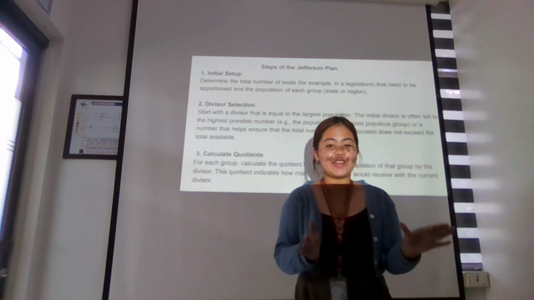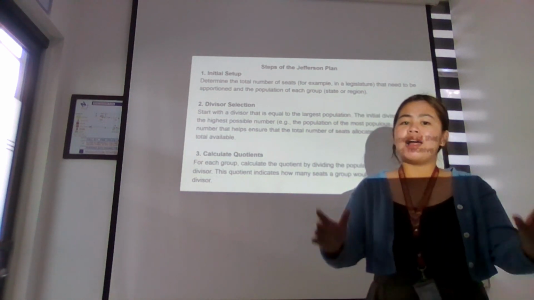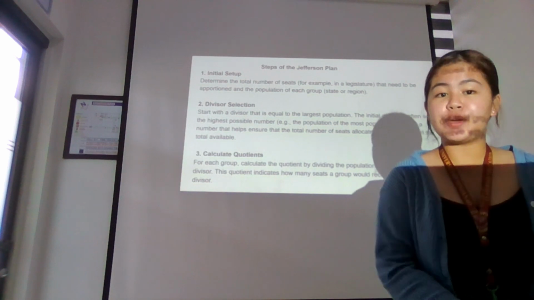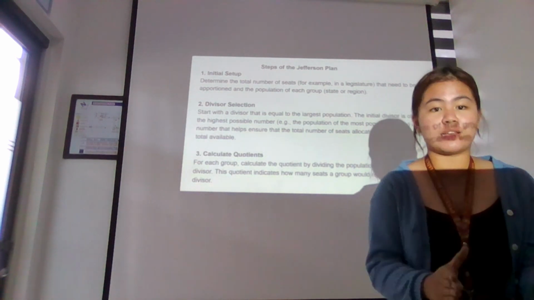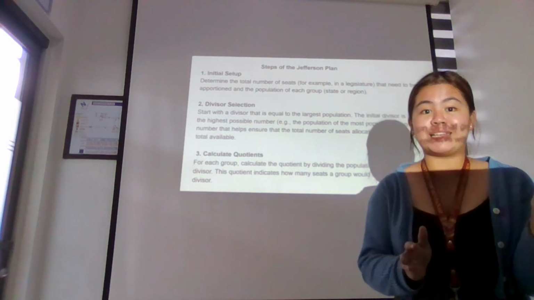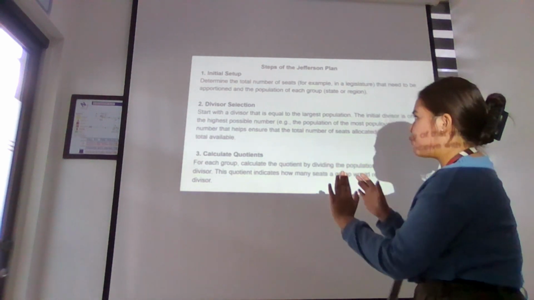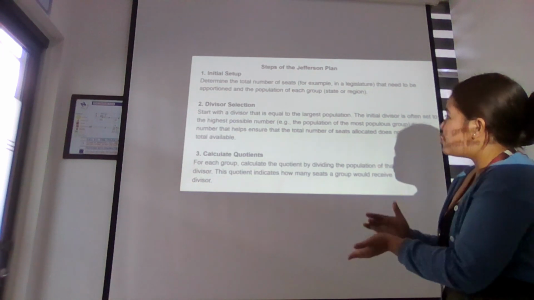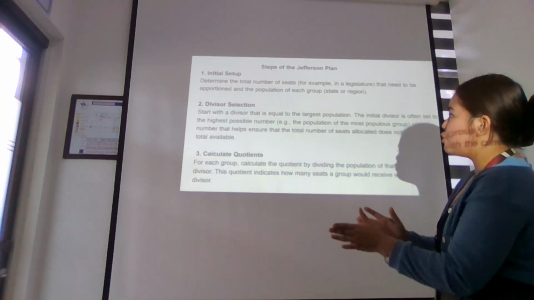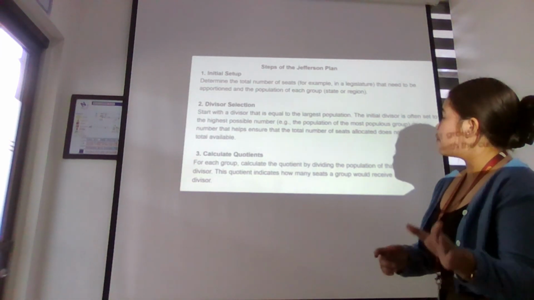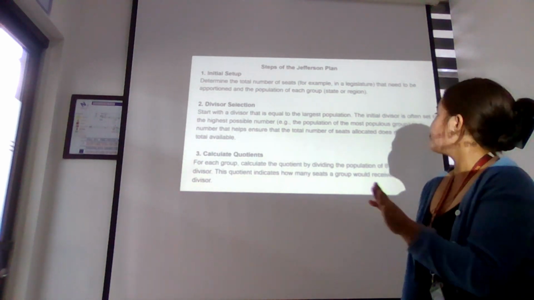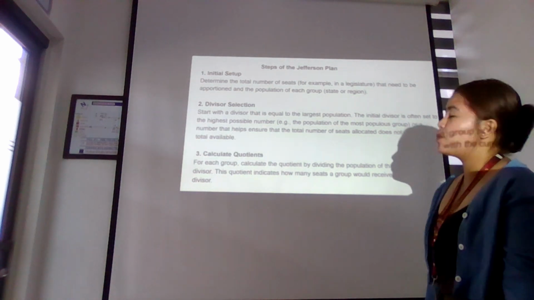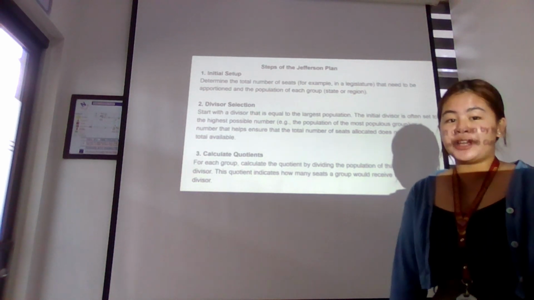Before we dig into the actual problem solving, let us first know the steps that we are going to use in order to apply Jefferson's plan in a word problem. First step is the initial setup. Initial setup is used to determine the total number of seats, for example in a legislature, that need to be apportioned, and the population of each group, state, or region.